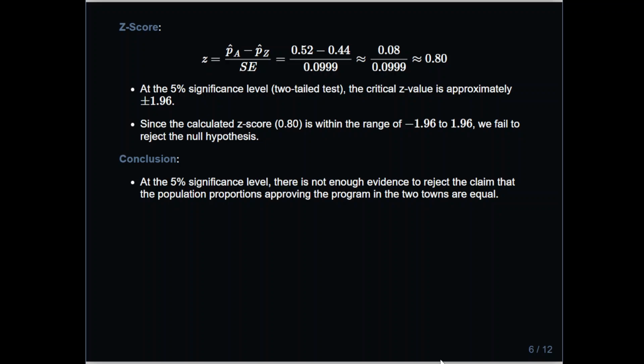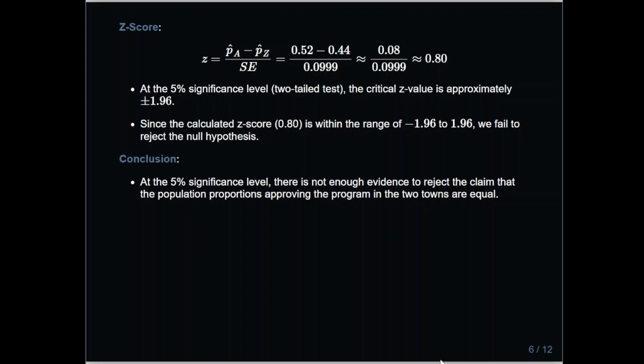Just as a quick remark, a different approach that some people take is they compare the absolute value of the test statistic just to 1.96, just to the upper bound. I think it's quite good actually, but it's not really important here. So at a 5% significance level, there's not enough evidence to reject the claim that the population proportions approving the program in the two towns are equal. Essentially we fail to reject the null hypothesis. There's not enough evidence here in this data.